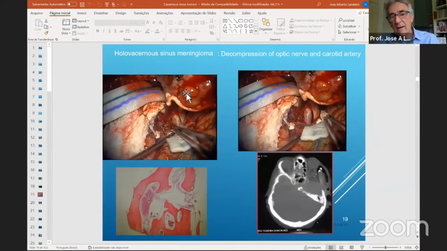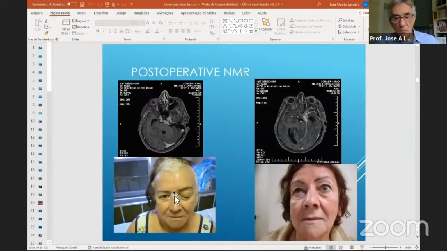Look, the extradural portion, the dura over the orbit, is the intradural space. After opening the cavernous sinus, you can see the carotid artery and the optic nerve, and decompress the tumor involving the bone. You can see here, after removing the anterior clinoid process and a good part of the superior orbital fissure, the patient in the immediate postoperative view and the later postoperative view recovered very, very well the oculomotor deficit.